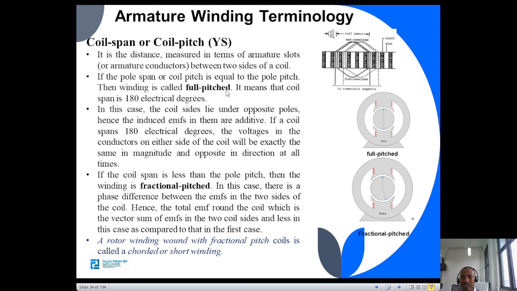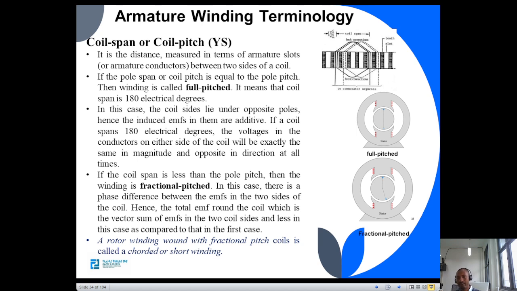Full pitch. In this case the coil sides lie under opposite poles, hence the induced EMFs in them are additive. These two EMFs add up together and reproduce the EMF. If the coil span is 180 degrees, the voltage in the conductors on either side of the coil is exactly the same in magnitude but opposite in polarity.